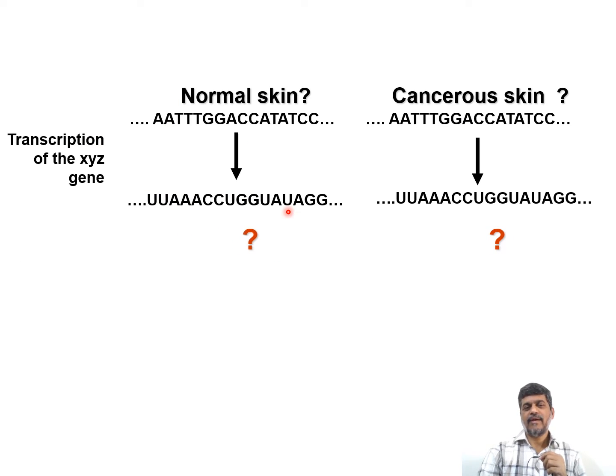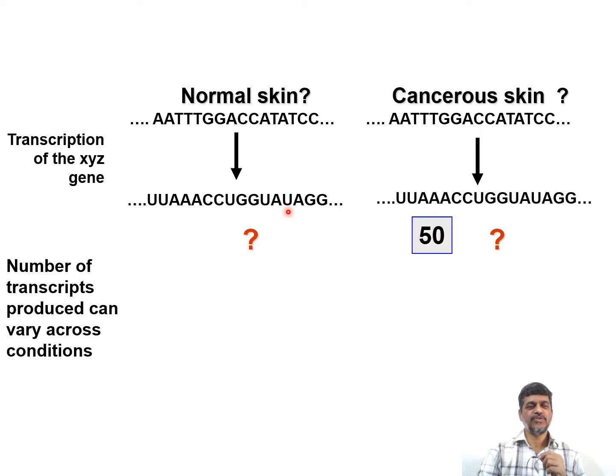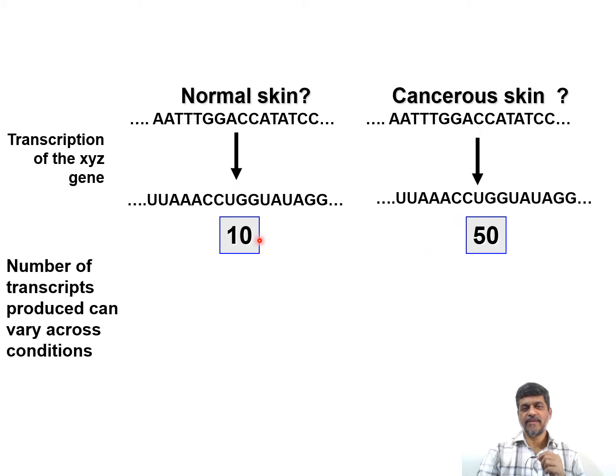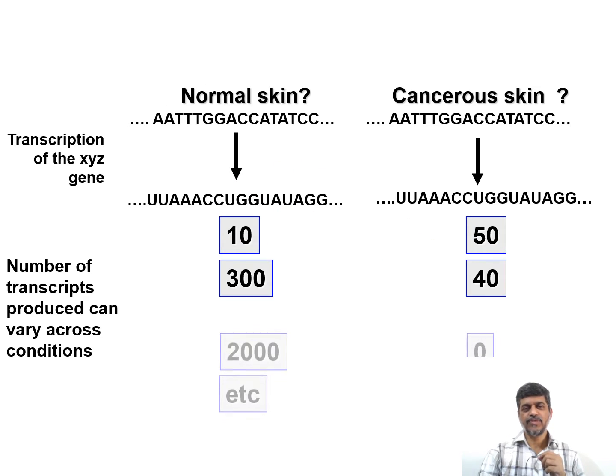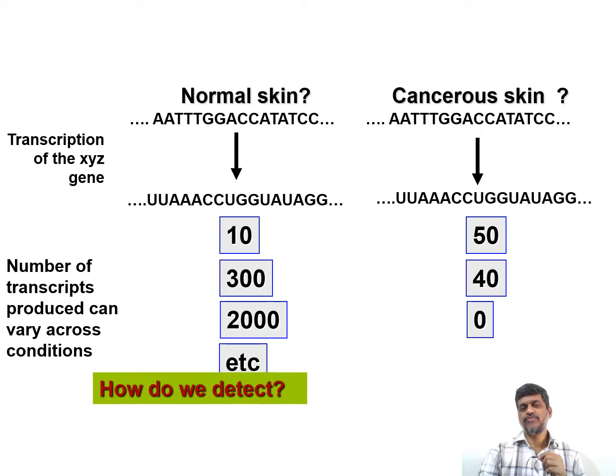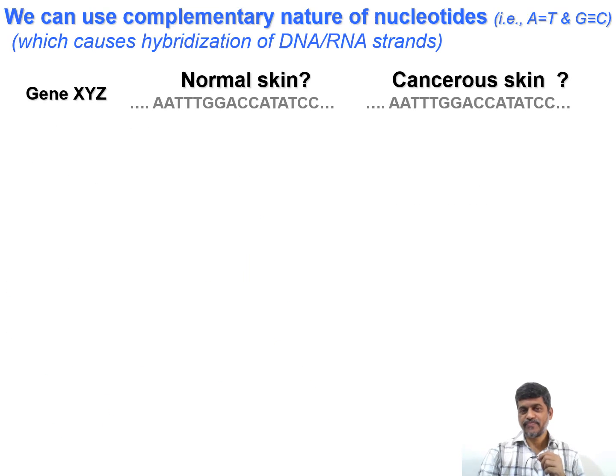Well, I don't know what the situation is in the tissues. The transcription might be occurring and different quantities like this could be produced. We don't know what the situation is. We would like to detect, but how?